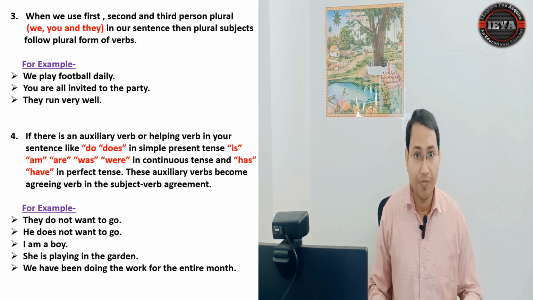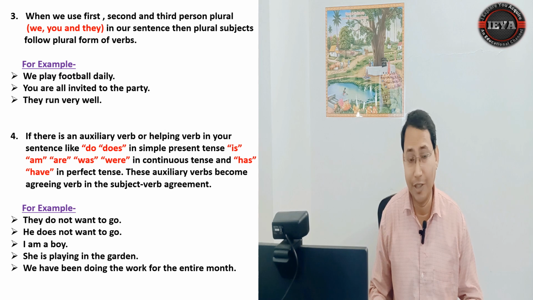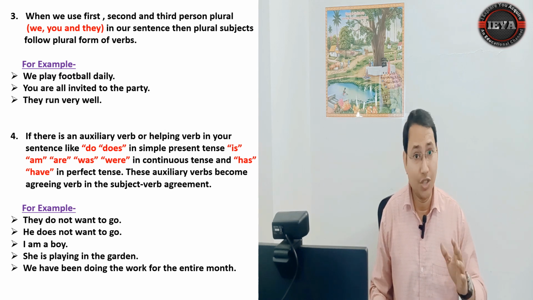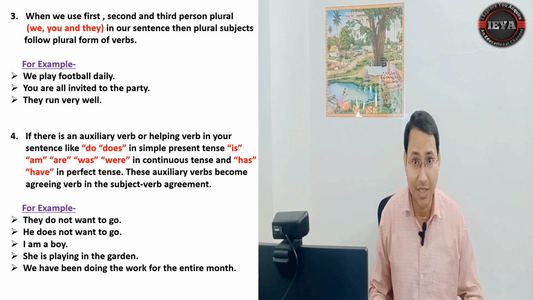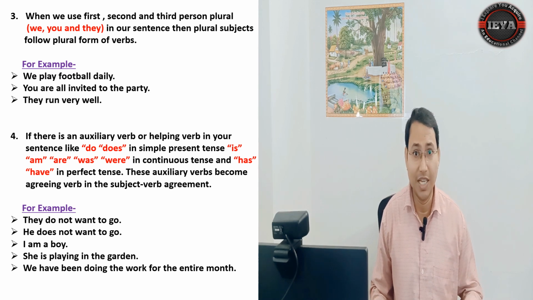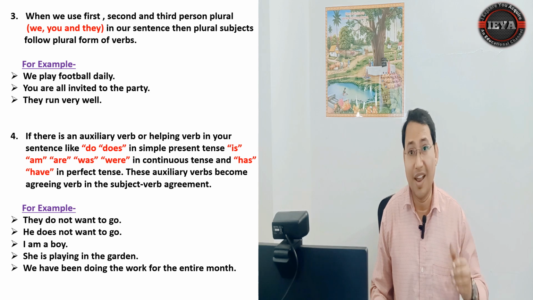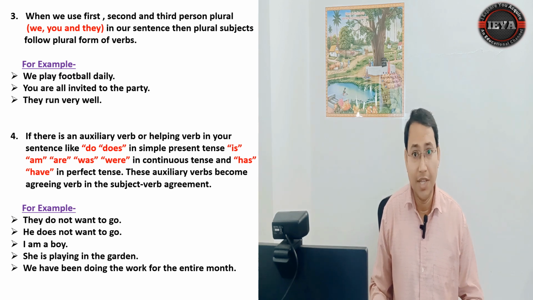Point number 4. If there is an auxiliary verb or helping verb in your sentence like do, does in simple present tense, is, am, are, was, were in the continuous tense and has, have in the perfect tense, these auxiliary verbs become the agreeing verb in the subject-verb agreement. For example, they do not want to go, he does not want to go, I'm a boy.